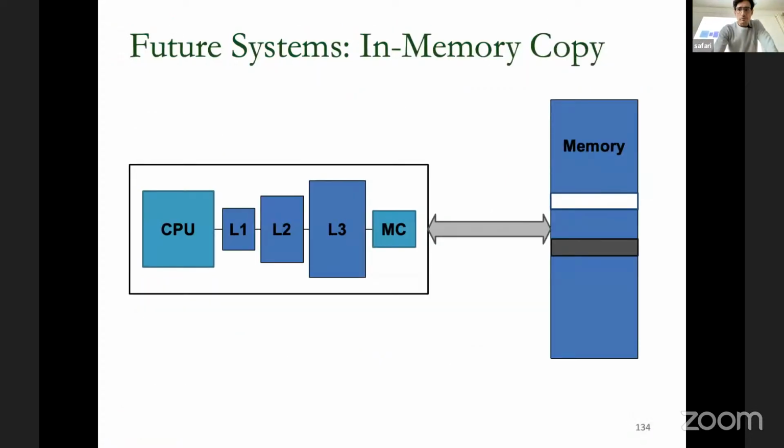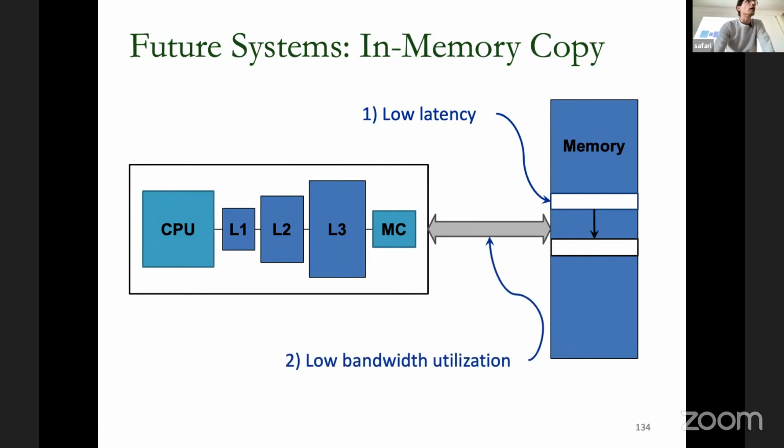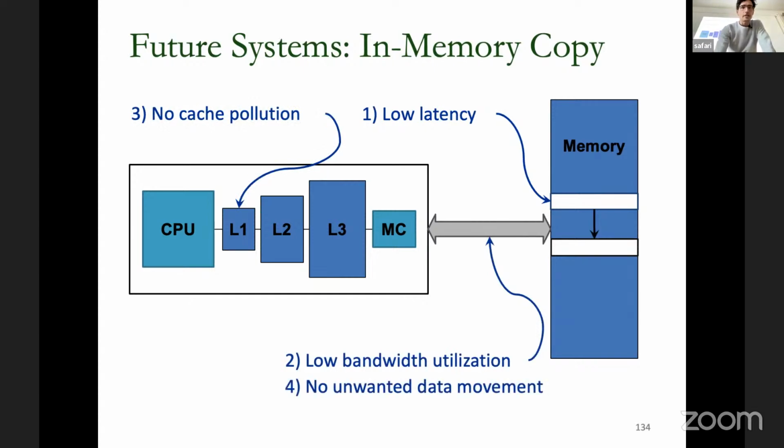If you think about future PIM systems, instead of having to bring this whole wide region near to the processor and then back to the memory, ideally what we could do is just something like this. And that's going to be low latency, it's going to save bandwidth, it's going to avoid cache pollution because we are not using the cache at all, and it's avoiding unwanted data movement.